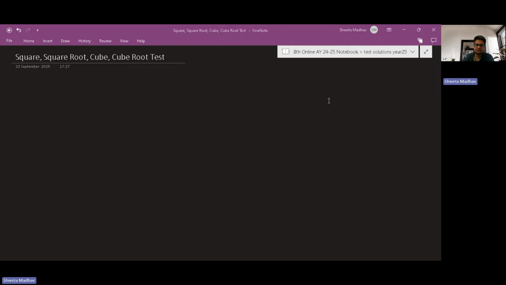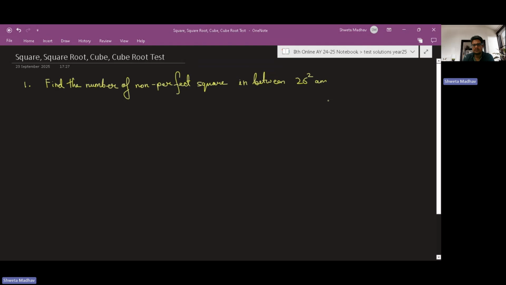Hello everyone, good evening. So here we should give the solutions of the test on squares, square roots, cubes, and cube roots, which was held in the last week of August. In question number 1, it's told to find the number of non-perfect squares in between 26 square and 27 square.